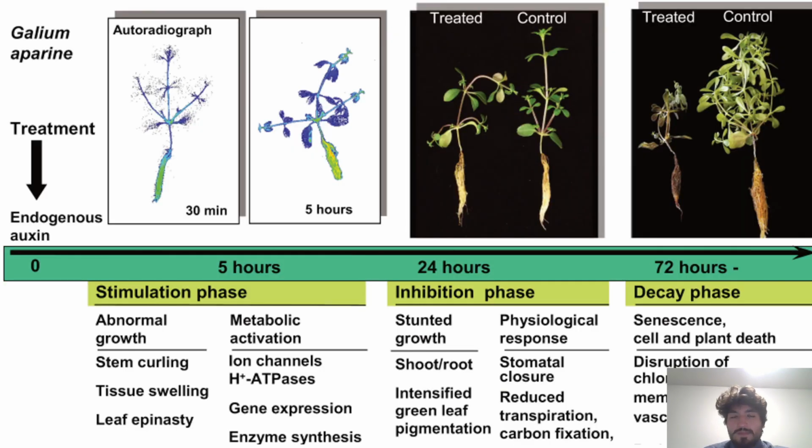All right. So here we have this picture about the phases again. After 5 hours, we have the stimulation phase, where we can observe stem curling, tissue swelling, and leaf epinasty. And then after 24 hours, which is the inhibition phase, we have intensified green leaf pigmentation, stomatal closure, reduced transpiration, and reduced carbon fixation. Finally, after 72 hours, we have the decay phase: senescence, and cell and plant death, right? Where you have the disruption of chloroplasts, membranes, and vascular systems.